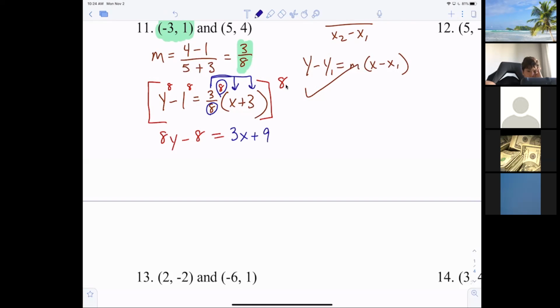Now, please look here at the 3/8 times 8. Those 2 8s do what to each other? Cancel out. And I'm left with a what? 3. Now distribute the 3. And what do I get? 3x plus 9. Any questions?